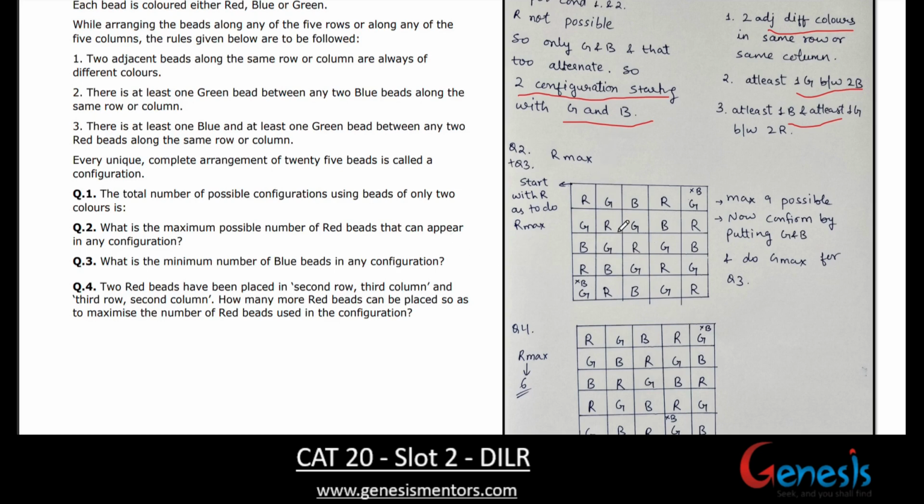To maximize R, we go with R first, definitely, and for G we don't have any condition, so G can be anywhere as our choice. Okay, so to maximize R, let's start with R. We have started here with R, and for R we have the condition that there is at least one B and at least one G between two R's, right? As we need to maximize R, we will put only one B and only one G between two R's. If we put more, we cannot maximize R, right?